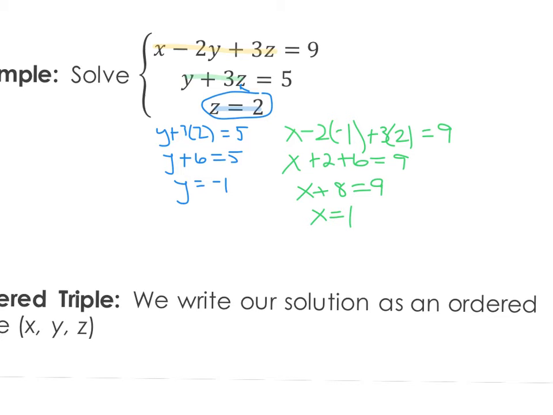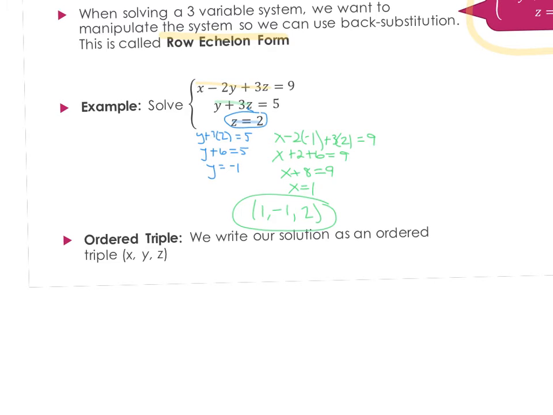And just like with 2 variable systems, what we will do here is we will write our solution as an ordered triple. So our x value, then our y value, and then our z value. And that's it. If we look at our next definition, we write our solution as an ordered triple. Note you're going to put it as x, y, z, or in alphabetical order.